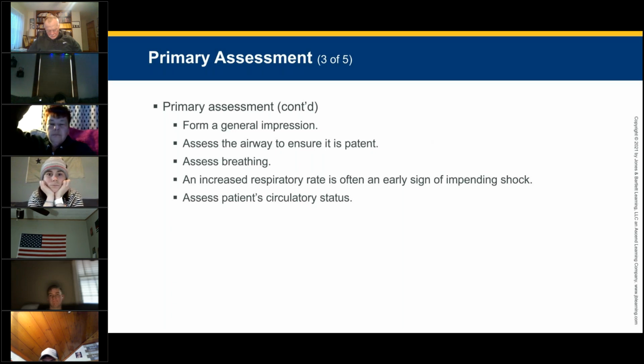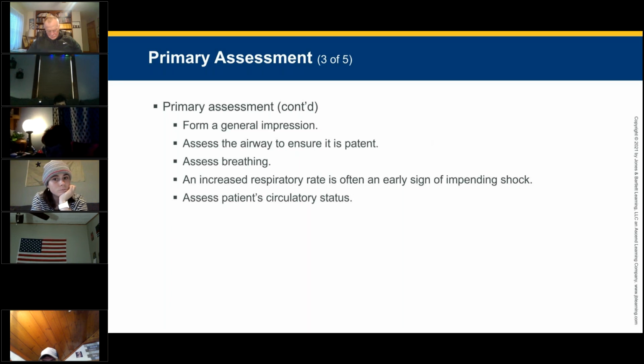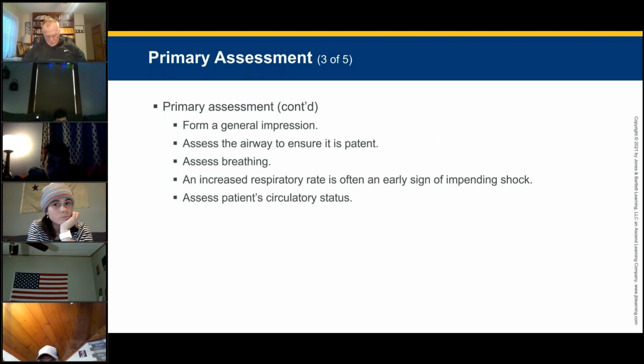So you're going to form your general impression of the patient. You're going to determine the need for any spinal stabilization and assess their level of consciousness. For their airway and their breathing, you want to assess their airway and just make sure it's patent. Quickly assess their breathing. On their circulation, you want to check their skin color, temperature, and condition. And you want to, again, check for any major bleeds.